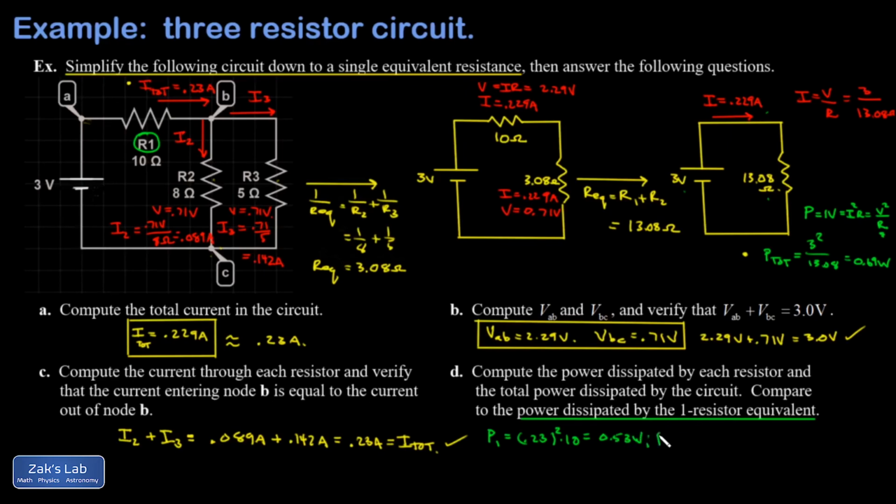Then I look at P2. Again, that's I squared R for the resistor R2. And I have I is 0.089. Square that, multiply by R, which is 8 ohms. And I get 0.063 watts. Then if I look at P3, I have a current of 0.142 amps passing through that resistor. Square that, multiply by the resistance, that's I squared R, and I get 0.10. When I add all of these up and round to 2 sig figs, I get 0.69 watts.